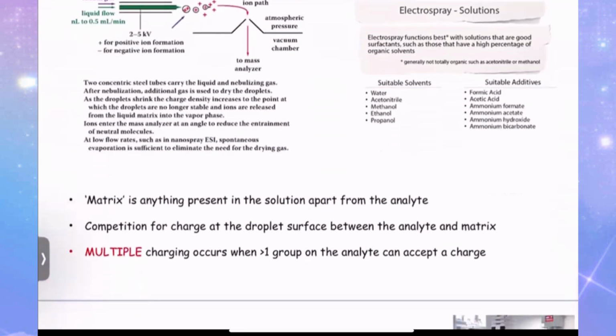Now, as the droplets shrink, the charge density increases to the point at which the droplets are no longer stable and ions are released from the liquid matrix into the vapor phase. Ions enter the mass analyzer at an angle to reduce the entrainment of neutral molecules. So in ESI, often it generates multiple charged ions, allowing for better mass accuracy and analysis of larger molecules by distributing the charge across the molecule.